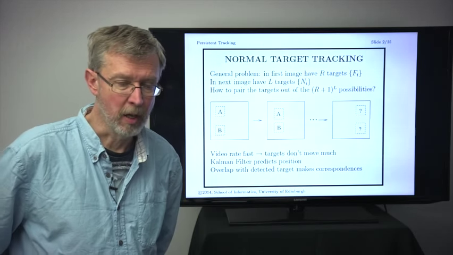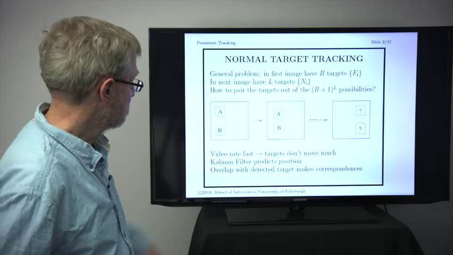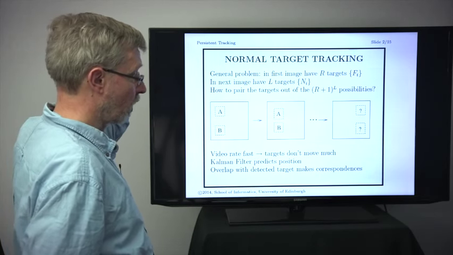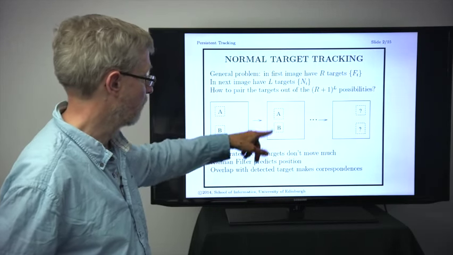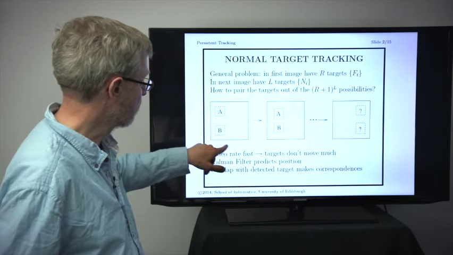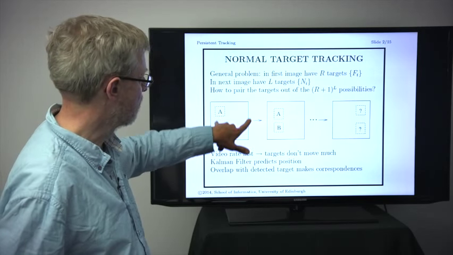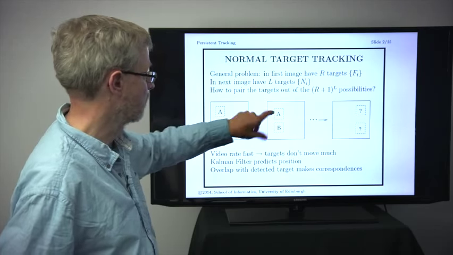So here's kind of the case of normal target tracking. So we've got two targets in this image in one frame, and then we kind of go to the next frame, and we've got a couple of targets, and this sort of carries on for a while, and the question is, well, which way should we pair these two targets together, this way or in this way, or this way and this way?